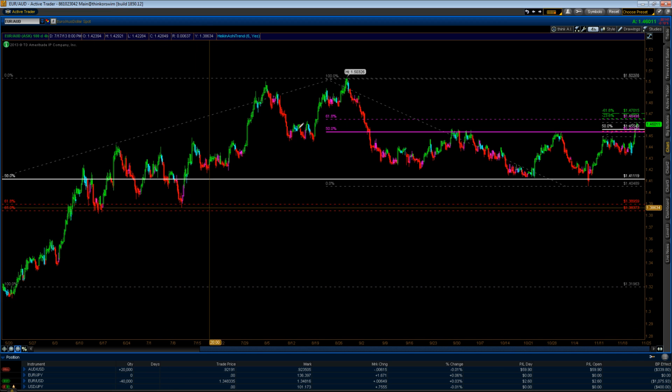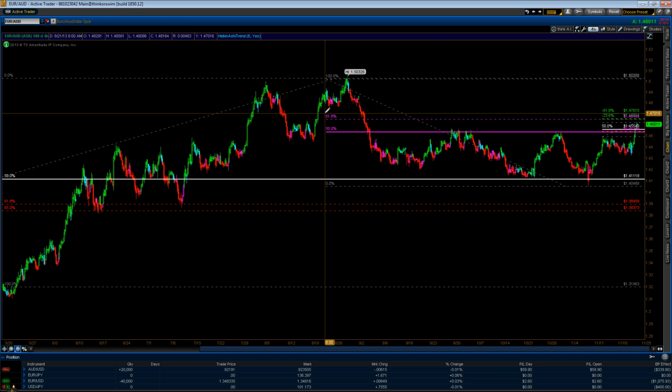If it doesn't work out, so be it, right? It was a great little trade. If you're happy with the profits, the 20 pips, take the 20 pips off the table. But there's a lot more to potentially be gained.